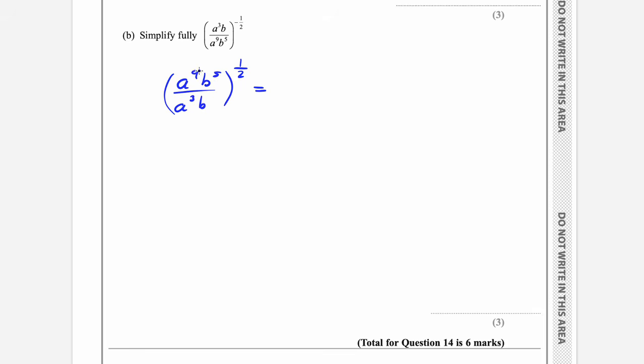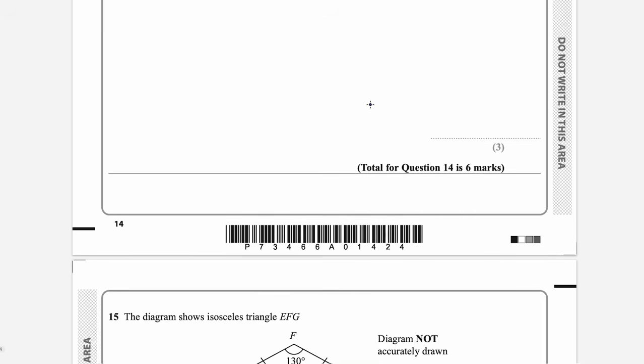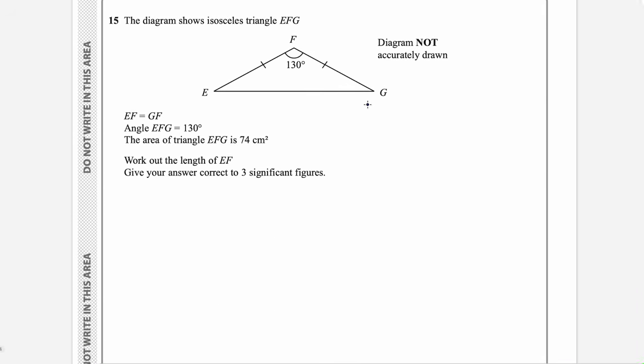I can do a to the 9 over a cubed is a to the 6. So that's a to the 6. And b to the 5 over b is b to the 4. So all of that, that's me simplifying inside the bracket. That to the power of a half. Then I multiply the powers. 6 times a half is 3. So this is a cubed. B to the 4 times a half is b squared. Okay, that is it, guys. Question 15.